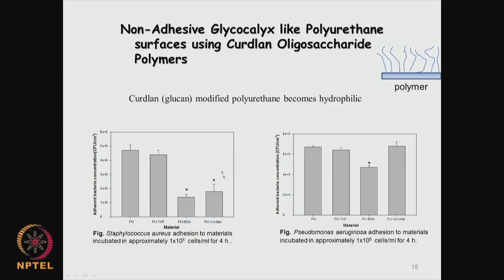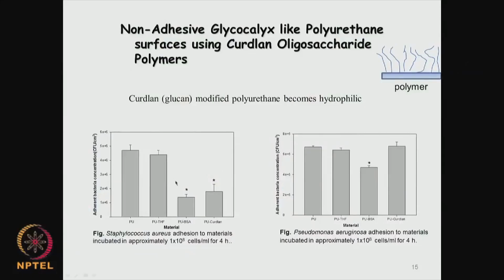This is with Staphylococcus aureus, okay, after 4 hours, and these experiments are with Pseudomonas aeruginosa. Both are bacteria which are found in many infectious situations. Okay. Now, if you look at Pseudomonas with bovine serum albumin, I am able to reduce the bacterial attachment, but with the glucan we do not see much reduction in the bacterial attachment. Again, it is to do with the hydrophilic nature of the surface of the microorganism as against Staphylococcus aureus.